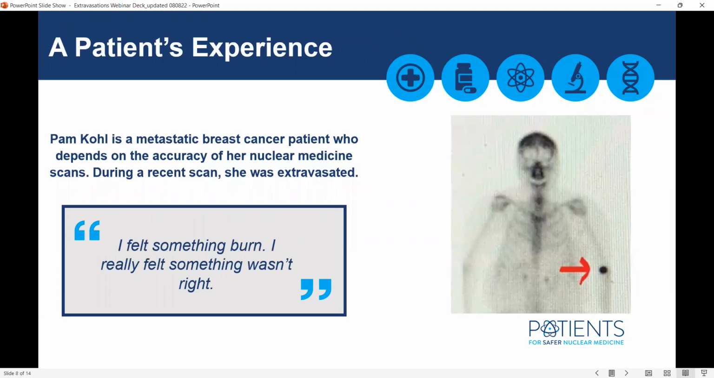And now I'd like you to hear from a patient who actually experienced an extravasation. Pam Cole is a metastatic breast cancer patient who depends on the accuracy of her nuclear medicine scans. And during a recent scan, she was extravasated. As you can see, this is Pam's actual film, and you can see an extravasation is clearly in her arm. So I'd like to introduce you to Pam now to tell her story.